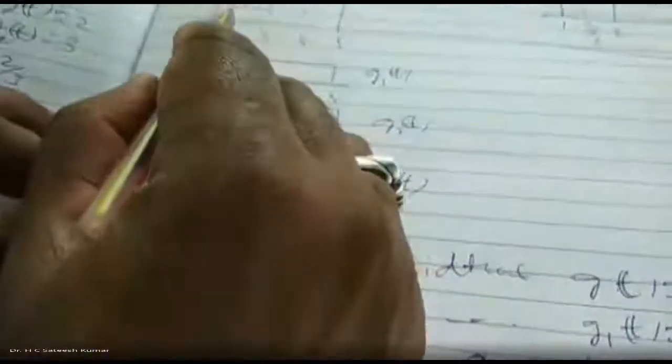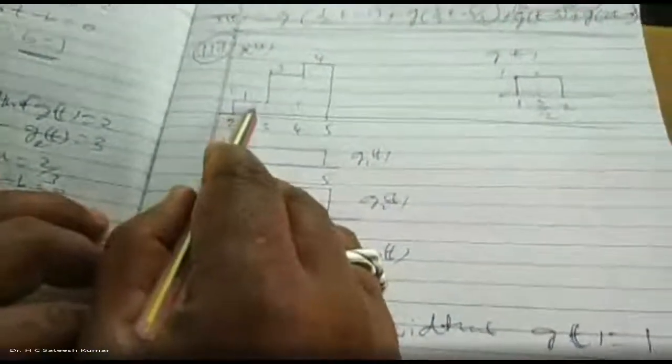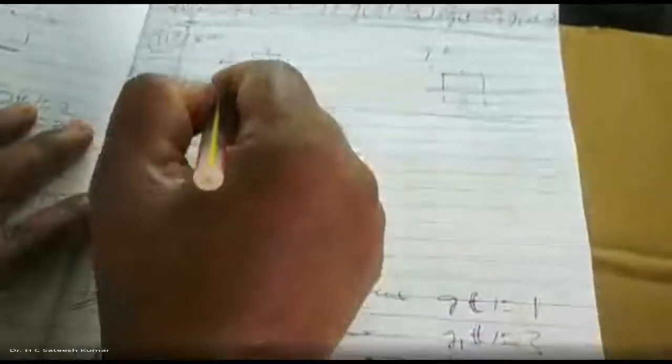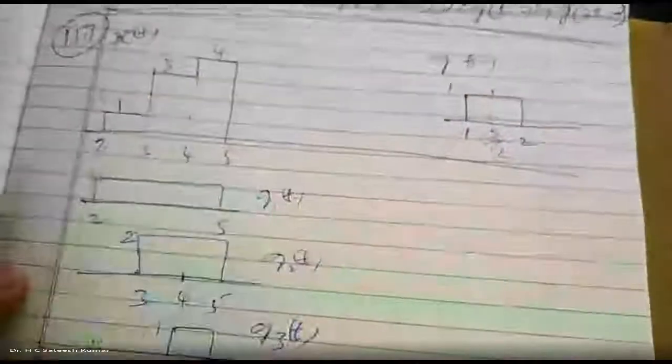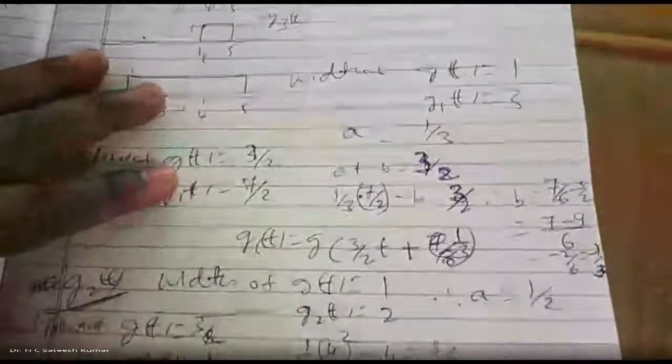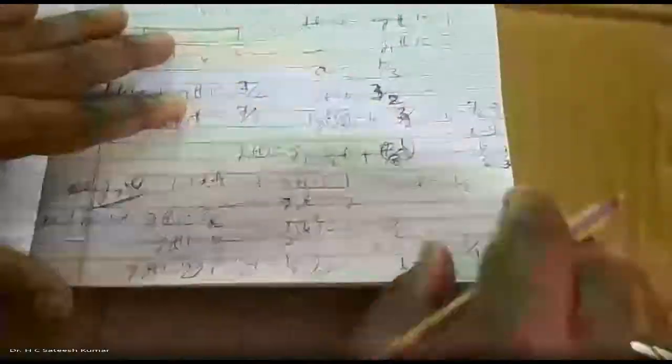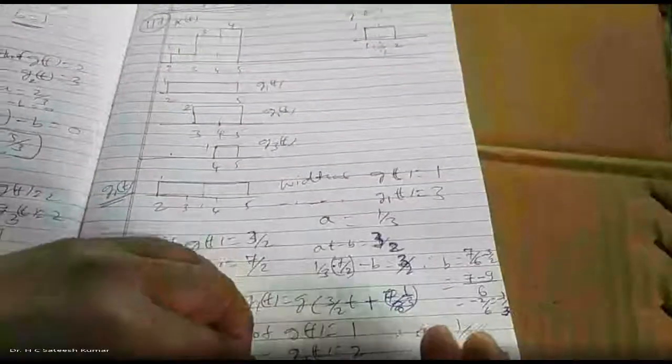Next, what is its amplitude? See here, one modification I gave. In the earlier cases, all the problems had amplitude 1 only. Now the second element G2 of t has amplitude 2. It's not 1. Here it has gone from 1 to 3, therefore 2. So G2 of t, we should write 2 times. G2 of t is equal to 2 times G of half t minus half. We should write it because the amplitude is 2. Okay, right.